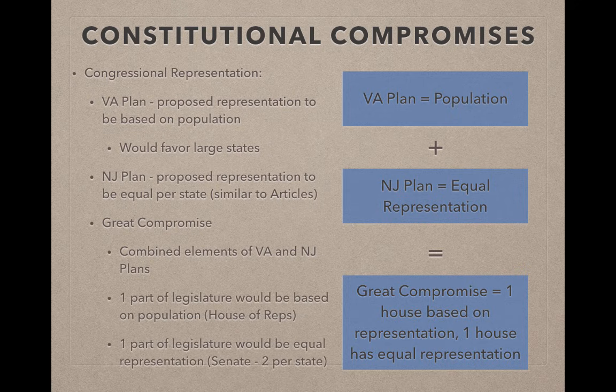One part of the legislature would be based on population. That's the House of Representatives, so that favors large population states. And one part would be equal representation. That's the Senate, and each state gets 2 senators per state. And that satisfied the small states and the New Jersey plan. Absolutely be familiar with the Great Compromise and the 2 plans in New Jersey and Virginia that went into it.